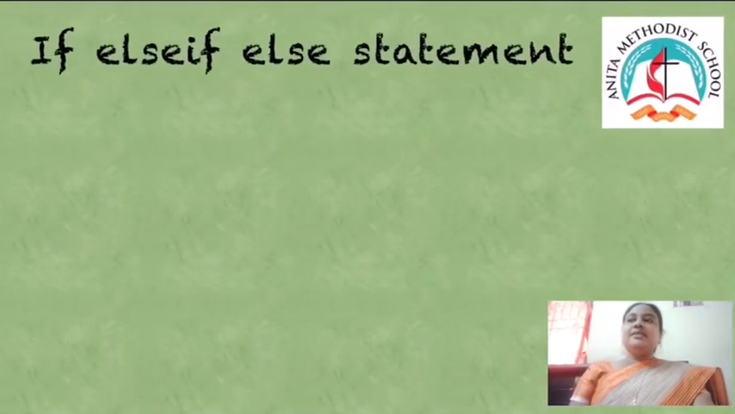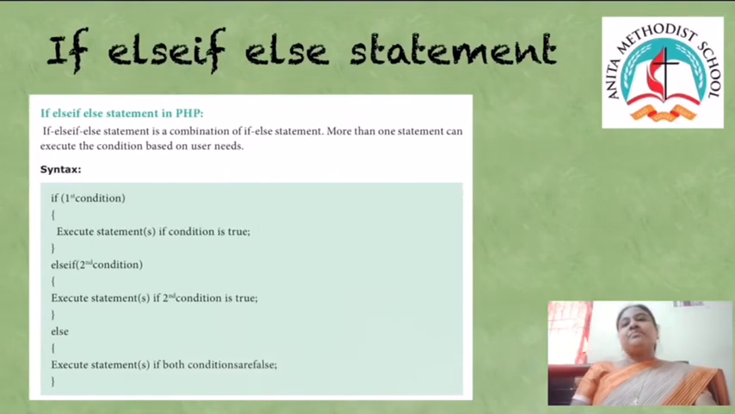Now let's see the else if statement. First we understand the definition of the else if statement. The definition is that the else if statement is the combination of if and else statements. Do you remember the syntax, children? The if else statement syntax is one if, then one else statement. So here the combination is if, else if, else. In between if and else we include one else if. So that is the combination.